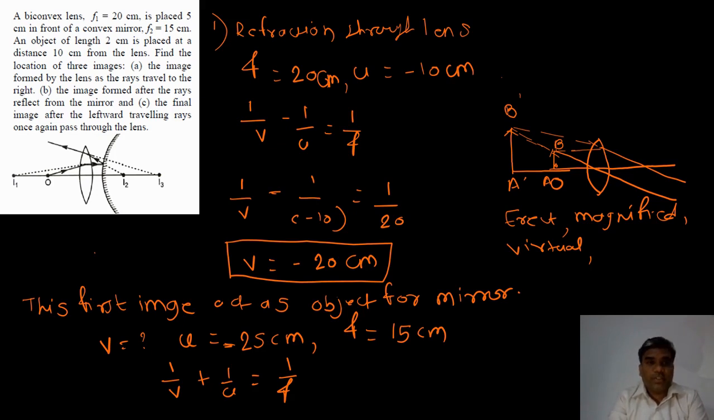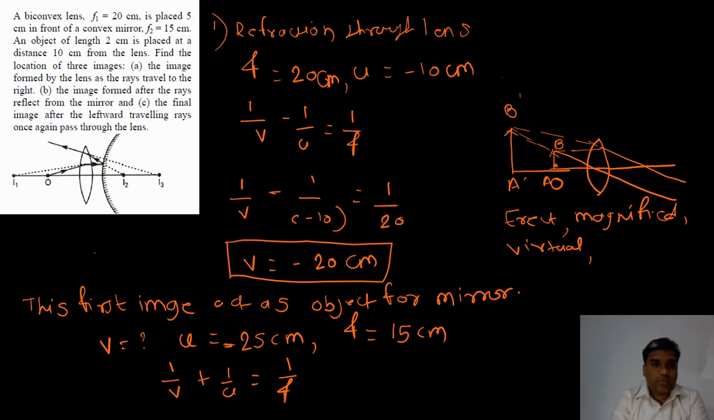A biconvex lens having a focal length 20 centimeter is placed 5 centimeter in front of a convex mirror having a focal length 15 centimeter. An object of length 2 centimeter is placed at a distance 10 centimeter from the lens. Find the location of three images.